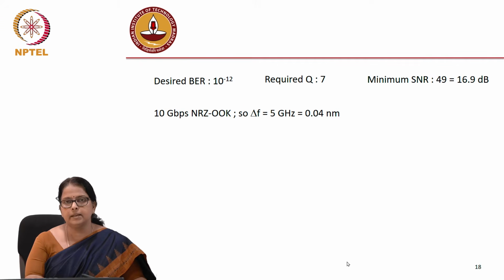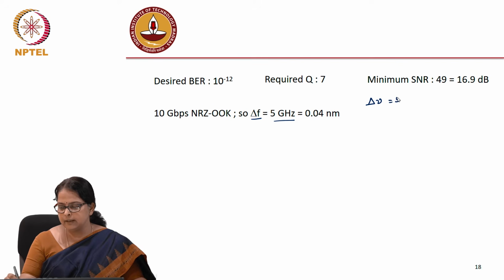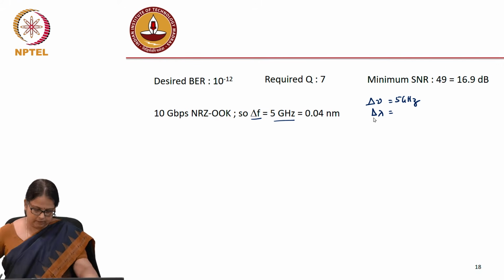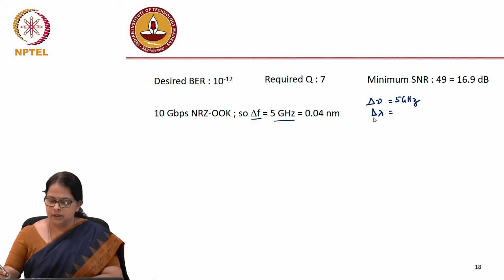10 Gbps NRZ, OK. So the receiver bandwidth is only B by 2. So that is 5 gigahertz. Now that 5 gigahertz, if you convert, so this is delta nu is 5 gigahertz. You can convert that into delta lambda. This delta lambda conversion is important for calculation of dispersion.